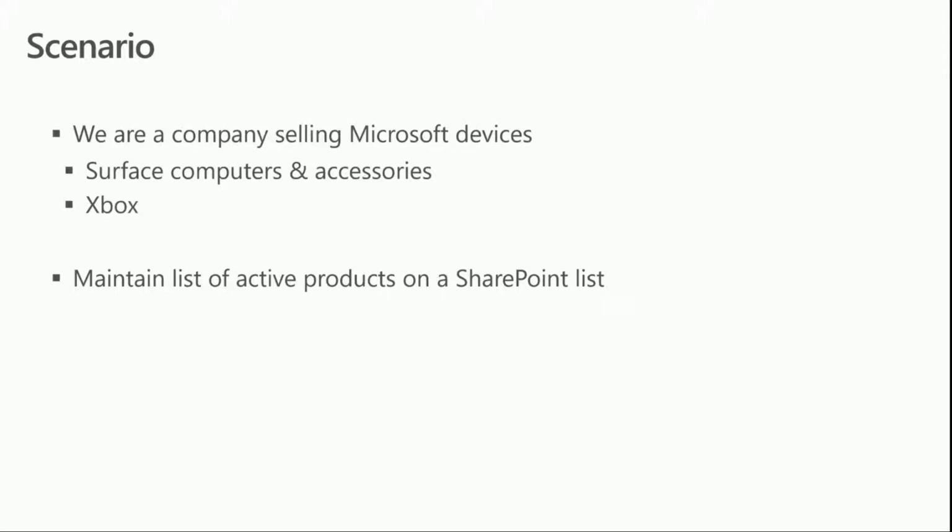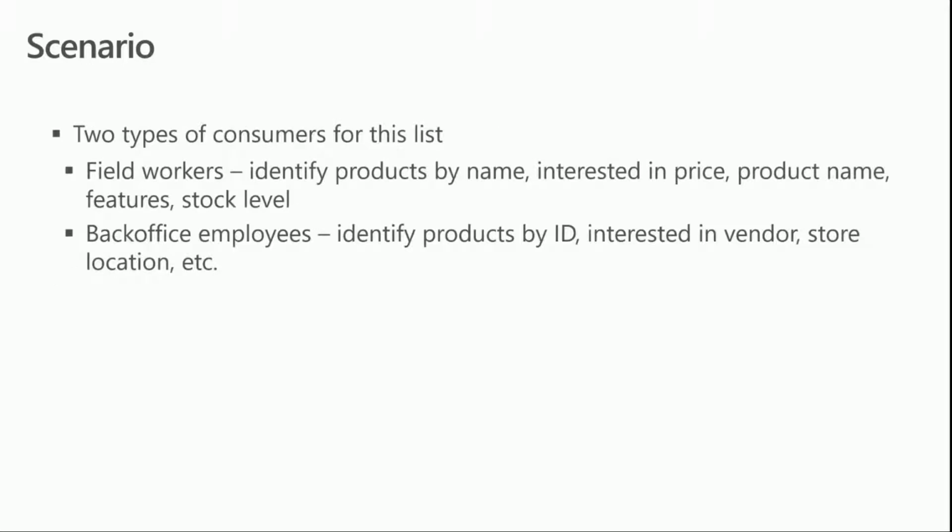Now, with the list, we have two main kinds of users or consumers. We've got our staff of field workers who identify products by name, and they're generally interested in product details such as the price, the product name, the product features, the amount of stock we have, and so forth. We also have a bunch of backend employees who identify products by ID, and they're really interested in more details such as the vendor, the store location, etc.